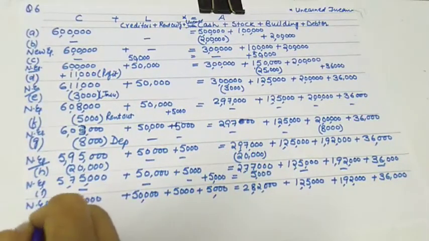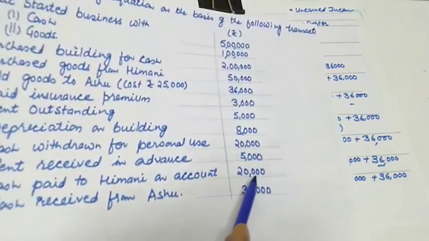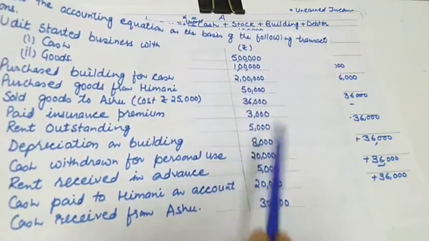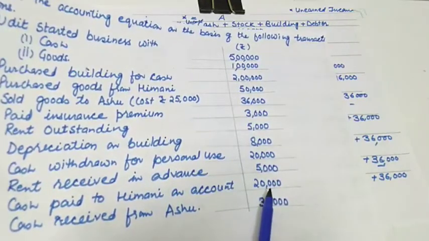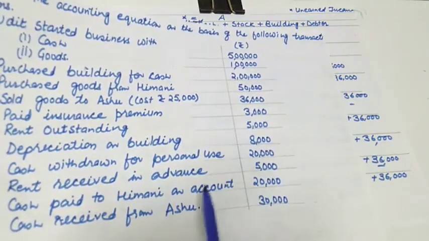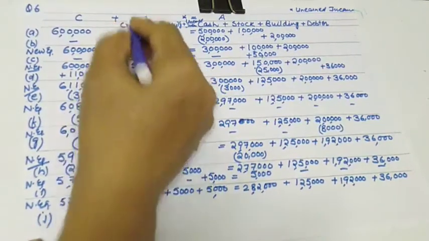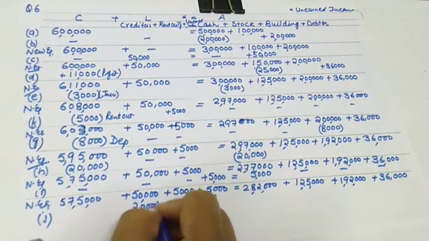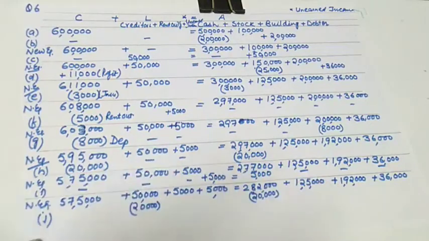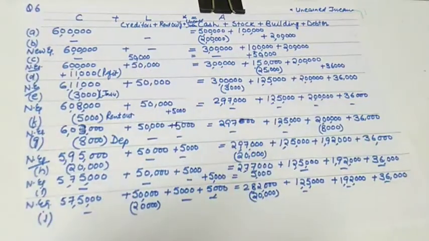Now next is transaction J. Cash paid to Himani on account, rupees 20,000. So let us see how much was due to Himani. We purchased goods of 50,000, out of which we are paying 20,000. So Himani's account will be reduced. Who was Himani? Himani was our creditor. We paid 20,000. So let us pay 20,000 to Himani. This belongs to creditor Himani. 20,000 will be paid, and our cash will reduce by 20,000. No change in any other assets or liability item.